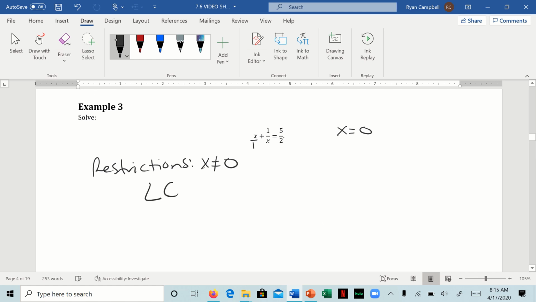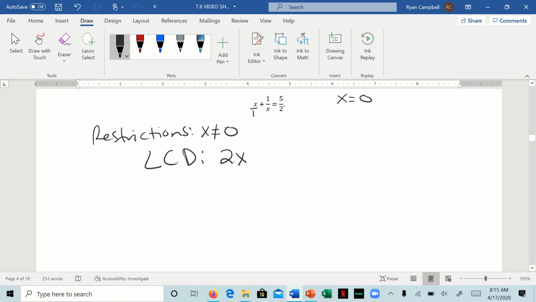Alright, we can look at the least common denominator. We can see that that's just going to be 2x, right? There's the 2, there's the x, nothing in common, so 2x. So, we multiply everything by 2x.